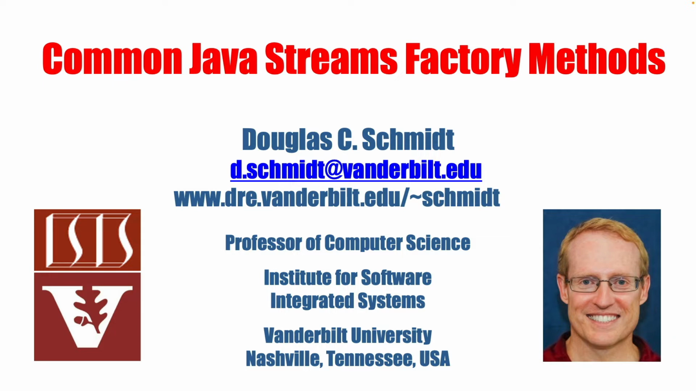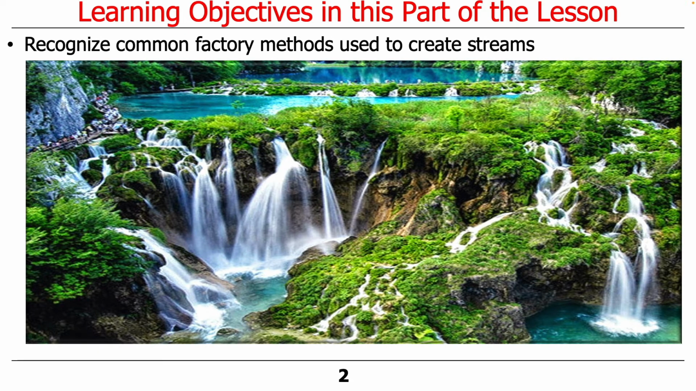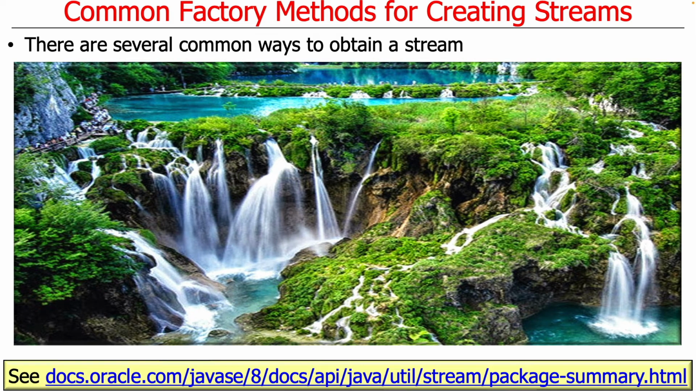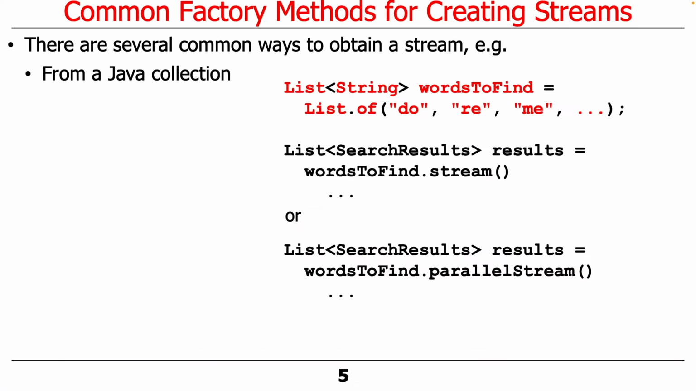So we're now going to turn our attention to common Java streams factory methods. If you recall, we had talked briefly about what factory methods were earlier, and now we're going to go into more detail about some of the more common ones. There are several common ways to obtain a stream from various types of input.